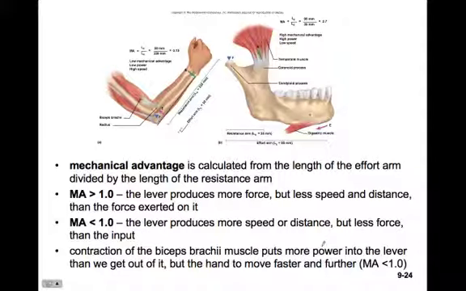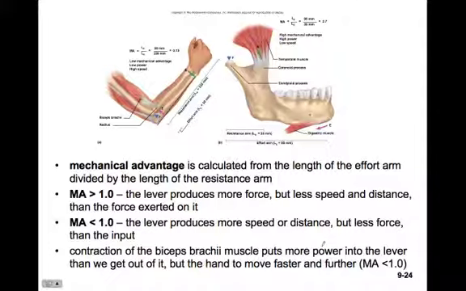And it's calculated as the length of the effort arm divided by the length of the resistance arm. So if the mechanical advantage is greater than 1, the lever is producing more force, but less speed and distance than the force that's exerted on it. And if it's less than 1, the lever is producing more speed and distance, but less force than the input.